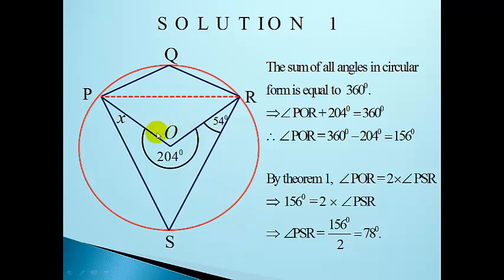So it means that 156 degrees is equal to 2 times the angle at S. And so 156 degrees is equal to 2 times angle PSR. Now we are solving for the angle at S, that is angle PSR. So we divide both sides by 2. When we divide the right hand side by 2, we are left with angle PSR. When we divide 156 by 2, we have 78 degrees. That means that angle PSR equals 78 degrees. That's the angle at S equals 78 degrees. Now let's proceed.